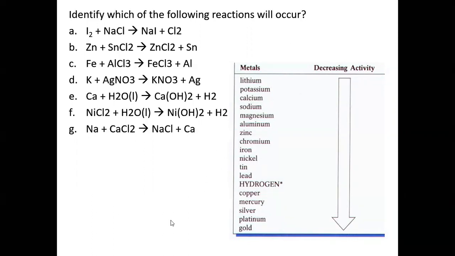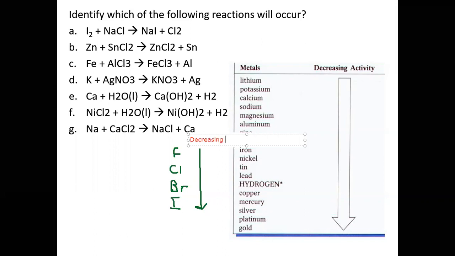you just have to know how to utilize the activity series. And for halogens, just to let you know, I'm just talking about the halogens in general: F, Cl, Br, and I. So as you go down, this decreases in activity. So fluorine is the most active halogen, and then it decreases as you go down.